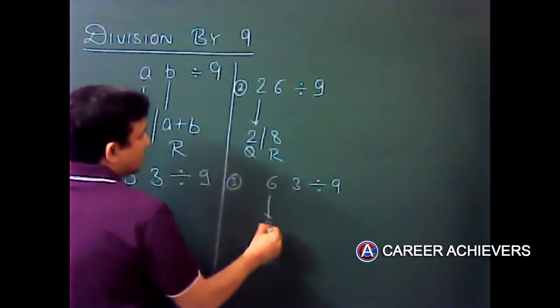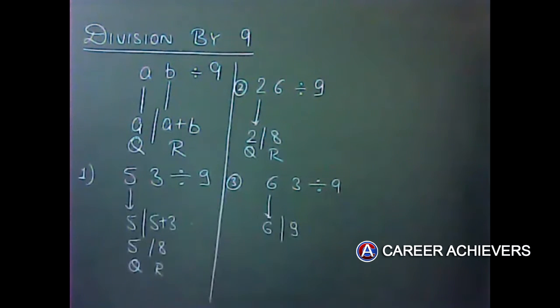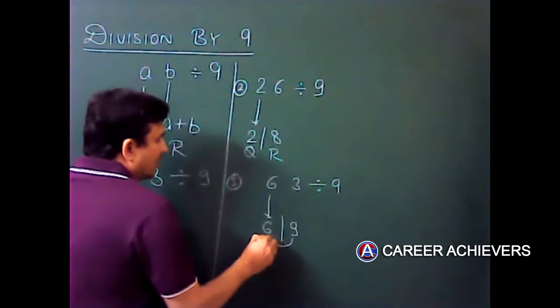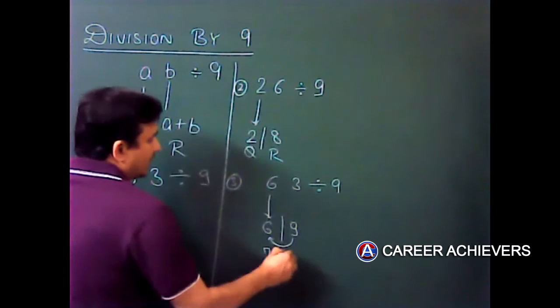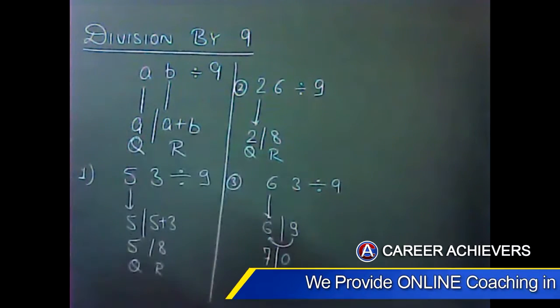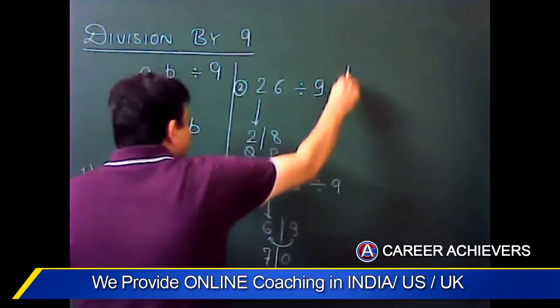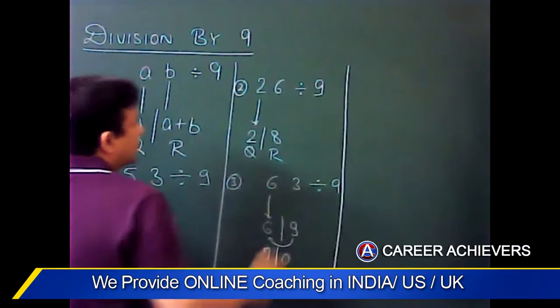Whenever I get 6 and here I get 9. So whenever I divide any number by 9, I cannot get the remainder 9. Remainder 9 means? Yes, sir. So this will go as carry over here. This becomes 7 and the remainder is 0. This question I specially took on demand.